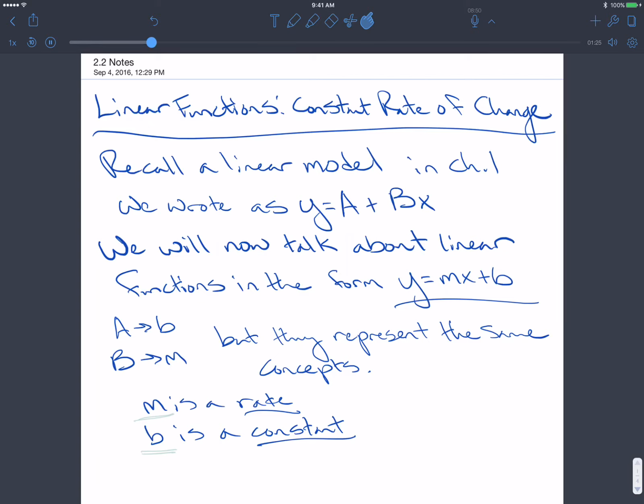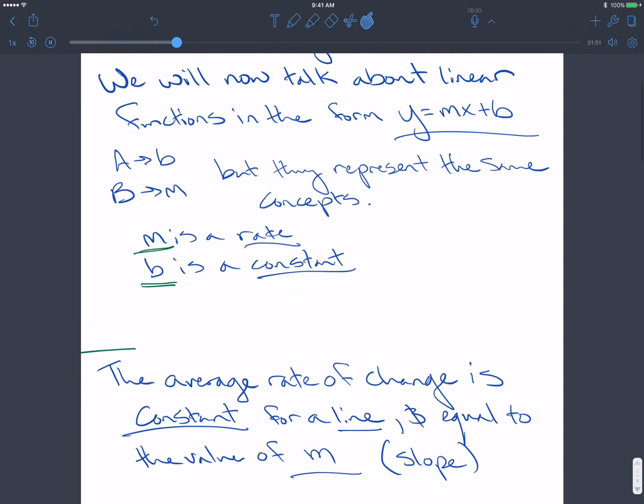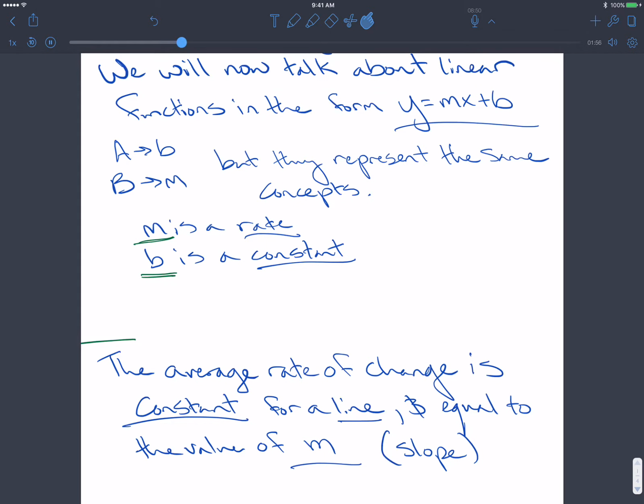So, your m value, we would define, like cost per pound of apples. That is a rate. Whereas b, for example, like when we were renting the bicycle earlier, that dollar fee for just renting it, that was the fee that you always paid. That's going to be the same here. Something that is particularly unique about lines is that the average rate of change is going to be constant for a line. It is always going to be the same for any data set that you take for a linear function. So that value for the average rate of change is also the value for m, which we will call slope soon.